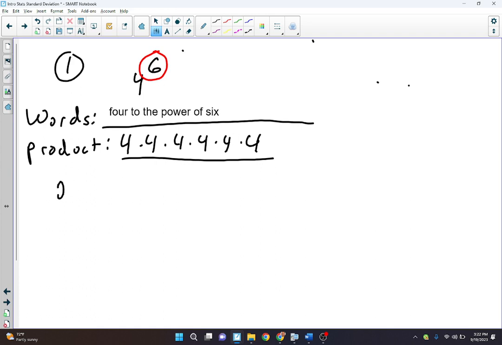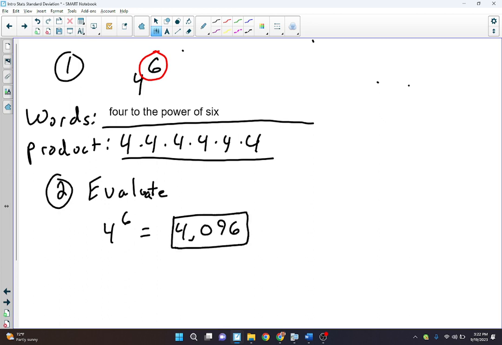You're also going to get, in this one, evaluate. When it says evaluate, that's when you're going to say the answer. So let's say it was 4 to the 6th power. I'm calculating. What is it? 4,096. Okay, 4,096.